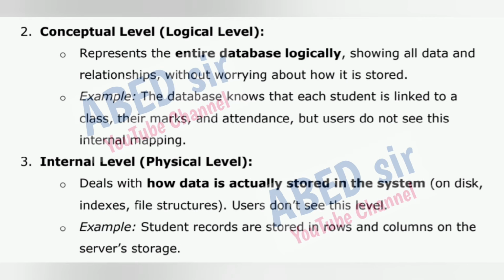2. Conceptual level, logical level. Represents the entire database logically, showing all data and relationships without worrying about how it is stored. Example, the database knows that each student is linked to a class, their marks, and attendance, but users do not see this internal mapping. 3. Internal level, physical level. Deals with how data is actually stored in the system, on disk, indexes, file structures. Users don't see this level. Example, student records are stored in rows and columns on the server's storage.